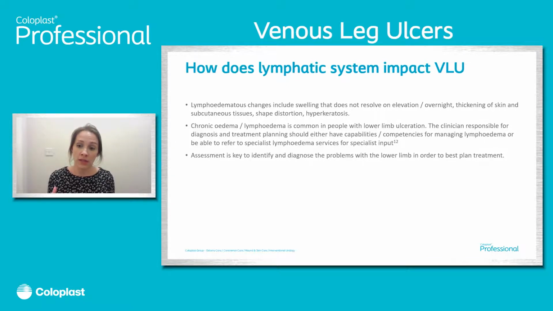And really the clinician who is making that first assessment should be able to have the ability to diagnose if there is an underlying lymphedema problem and come up with a plan and a treatment plan and solution to help support this patient. If they're not able to do that themselves and they're concerned that there is a problem, then you should be referring to a specialist lymphedema service or getting input from your tissue viability nurses if you're unsure yourselves how to do that.